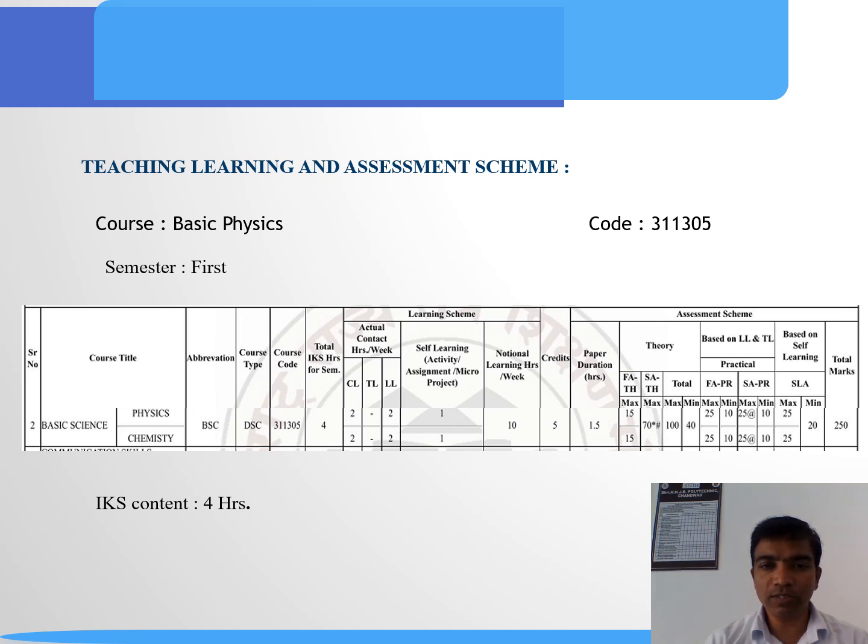Now let us move towards the assessment scheme. As you can see, the paper duration for the theory paper is 1.5 hours, in which formative assessment and summative assessment both are included. At the same time, there is a practical assessment also, which includes formative assessment and summative assessment. Also, the SLA marks, that is self-learning assessment marks, are included. So in total, the total marks for this Basic Science are 250 marks and the total credits are 5 credits. So this is about the teaching and learning assessment scheme.